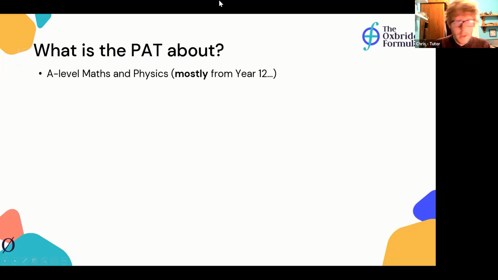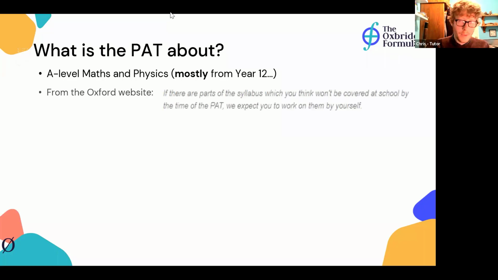Yeah, absolutely. So the PAT is based on A-level maths and physics, mostly the first year, so year 12. But we say mostly. You do get topics cropping up that are from other parts of the syllabus or just outside the syllabus. So the Oxford website says if there are parts of the syllabus which you think won't be covered at school by the time of the PAT, we expect you to work on them by yourself.